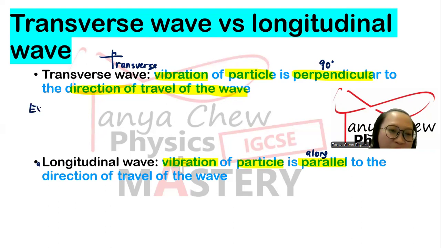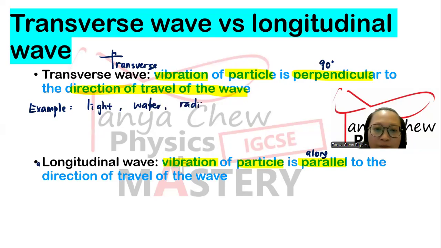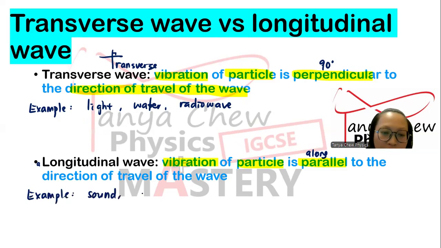Right? So the examples of the transverse wave are light wave, water wave, radio wave, microwave, etc. Longitudinal wave, example, sound wave, ultrasound. So something related to sound, that is called longitudinal wave. So I prefer you to memorize longitudinal wave because less example. So other than sound, everything is transverse wave.